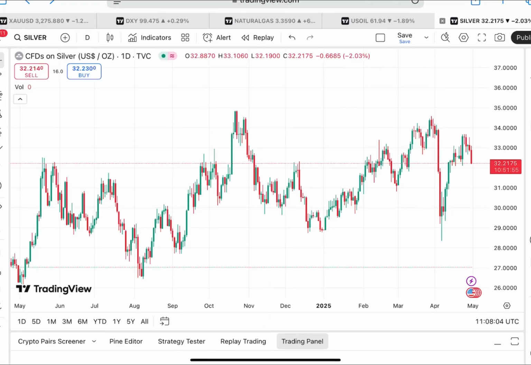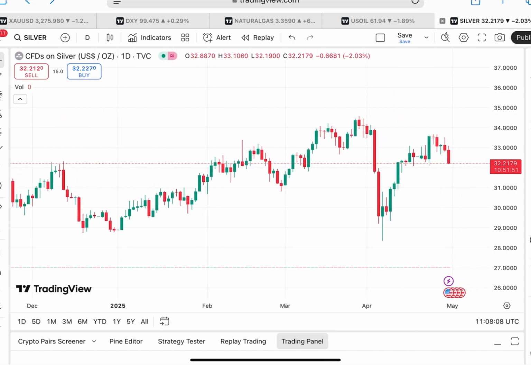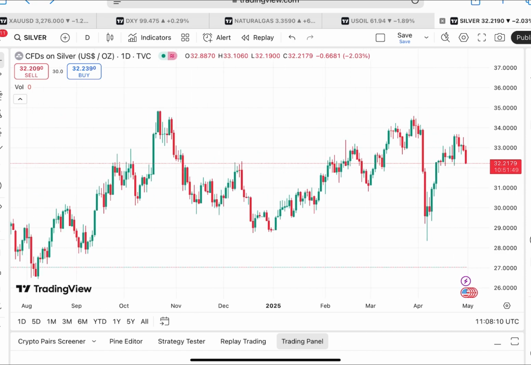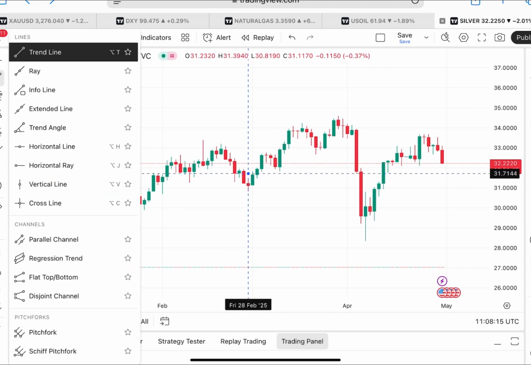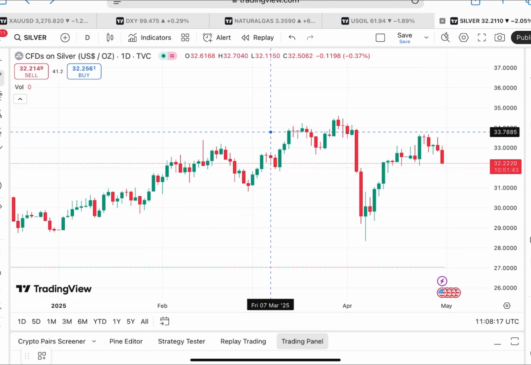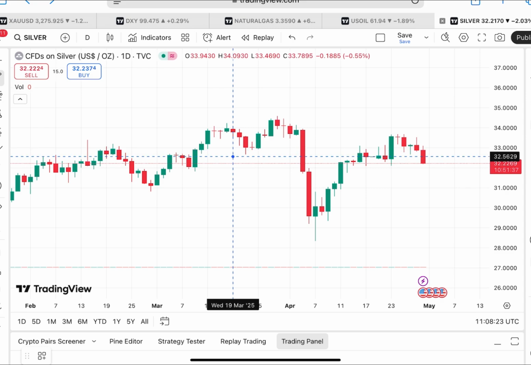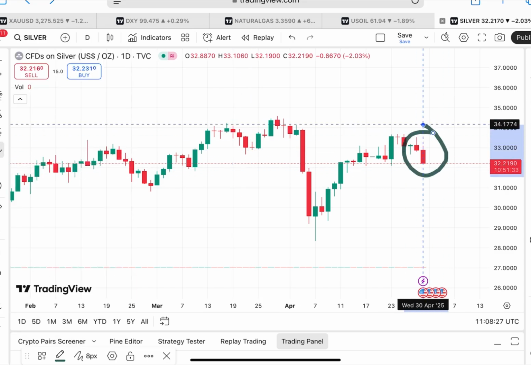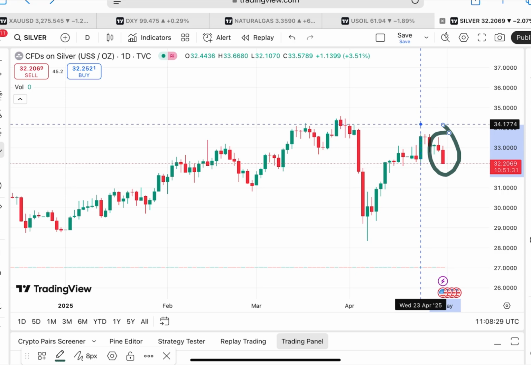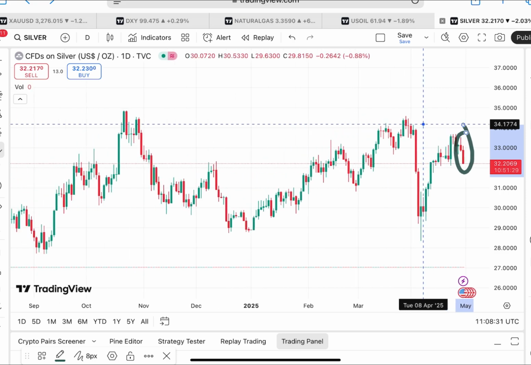So today in this video I'll explain how the price of silver has moved in the last 2 days and how the price of silver can move in the next 2 days. What we have seen is that the price of silver, after making a high of around $33.7, came down continuously. Looking at this chart, we have seen two consecutive days of continuous downfall. This is what we have seen in the gold price also.